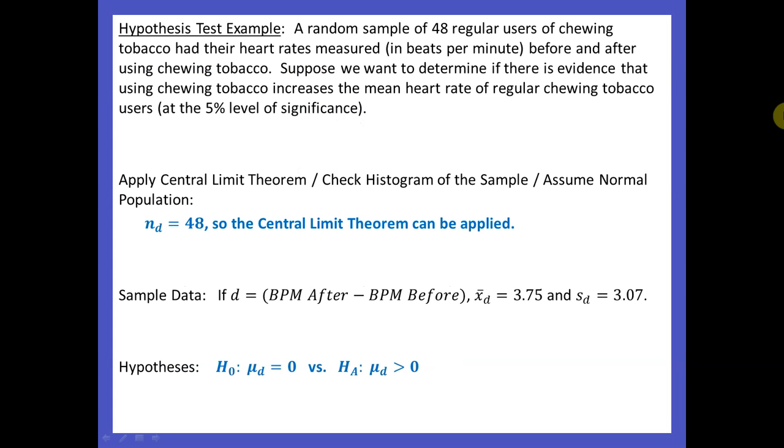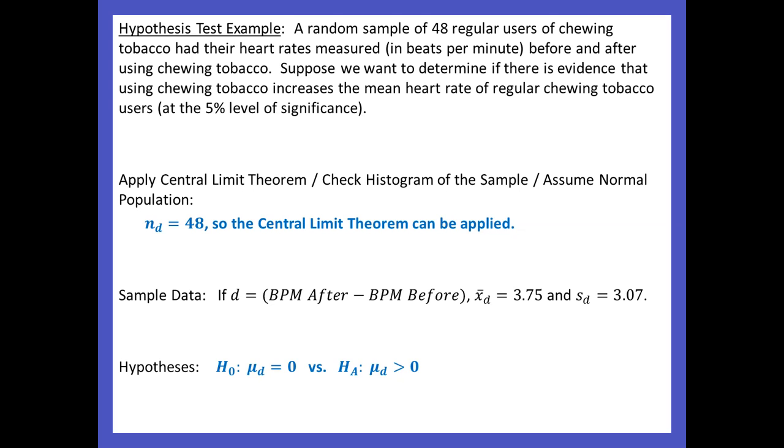In this hypothesis test example about heart rate and chewing tobacco, n sub d is 48, so that's large enough to apply the central limit theorem. The number of differences is equal to the number of users because this is again a scenario where we have two measurements for each user, so we get one difference for each user. And if the order of subtraction is after minus before, that'll dictate, I suppose, the sign of x bar sub d and the direction of the inequality in the alternative hypothesis.